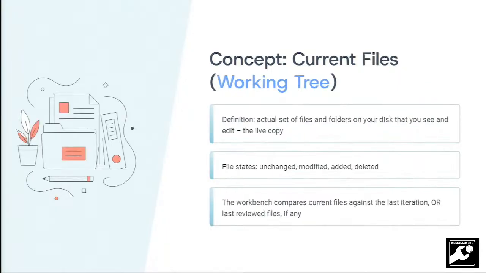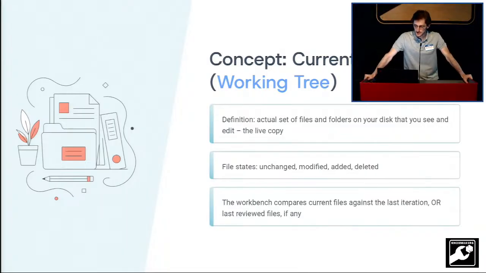All right, the next concept is the current files. That's the working tree. It's your actual files, your live working copy that you're working with. That's what you're familiar with already. And each file is tracked by the Workbench. It's either unchanged, modified, an added file, or a deleted file. And the Workbench compares the current files against the last iteration, or against any reviewed files. So pretty straightforward. You'll see how that looks shortly.